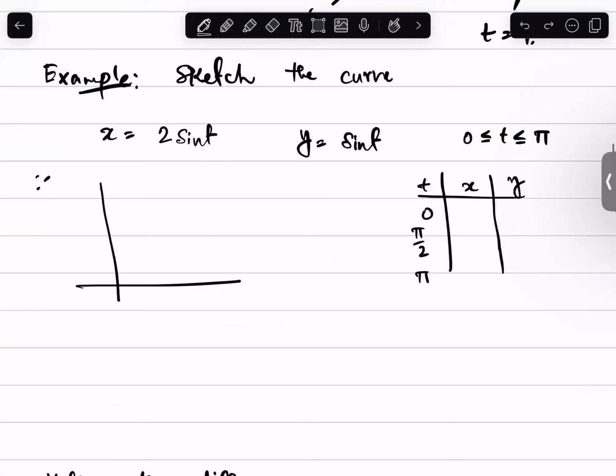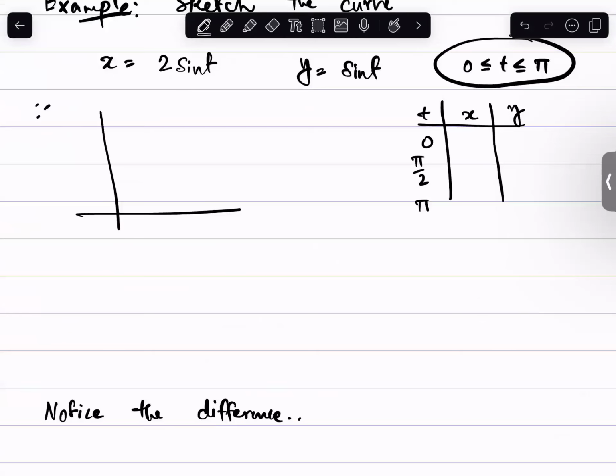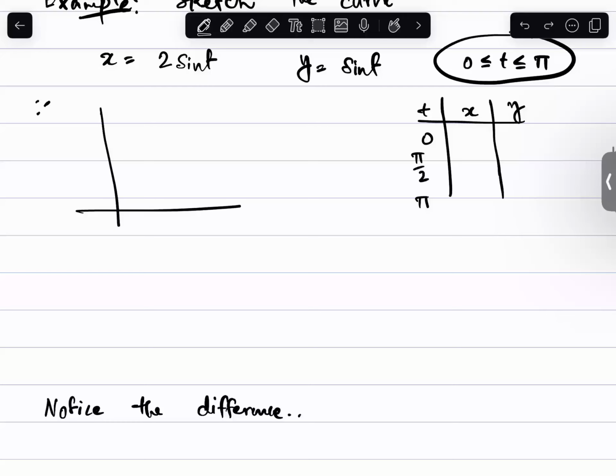Okay, next example. You have to sketch the curve x equal to 2 sine t and y equal to sine t, where t is between 0 and pi. For that, I have taken just 0, pi over 2 and pi, these 3 points as my values of t, and from that I'll try to guess how the graph will look. At t equal to 0, x will be 0 and y will be 0. At t equal to pi by 2, x will be 2 and y will be 1. And at pi, it will be 0 and 0 again.